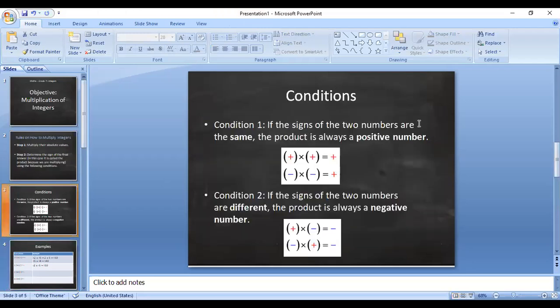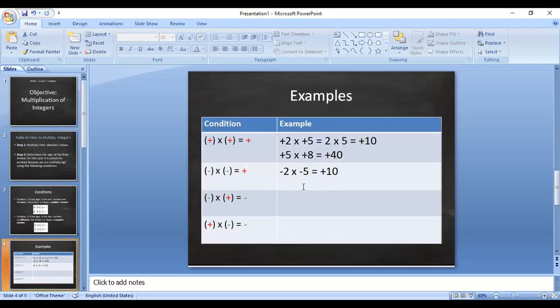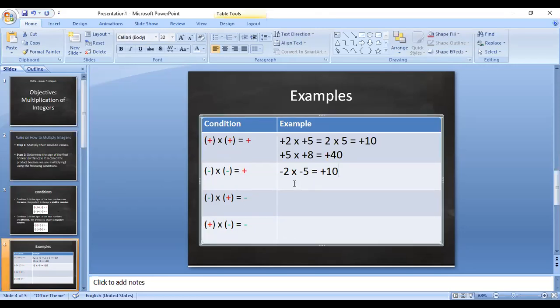यही कंडीशन बोल रही थी ना. इफ द साइन ऑफ द टू नंबर आर सेम, द प्रोडक्ट इज ऑलवेज अ पॉजिटिव नंबर. यस. So plus into plus is plus, minus into minus is also plus. Plus multiply by plus is equal to plus, minus multiply by minus is equal to plus. ठीक है. All right, let's take one more example.